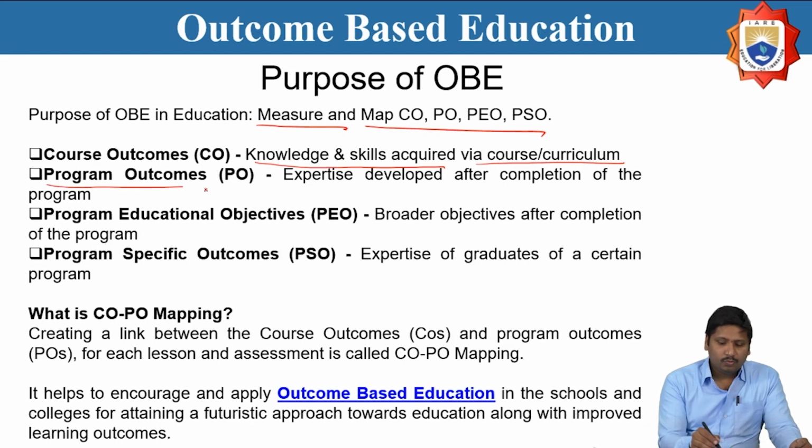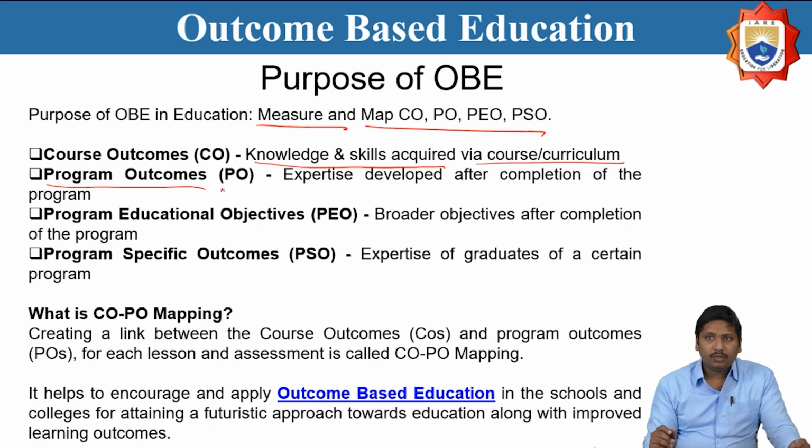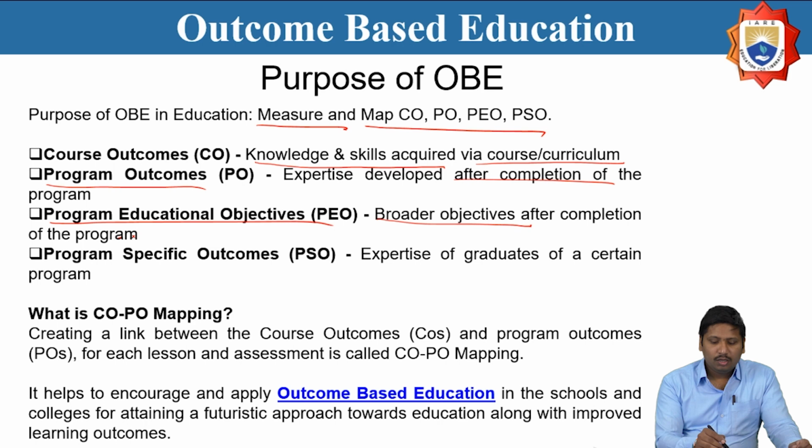And next, program outcomes. That means the expertise developed after the completion of the program, how much expertise is going to be developed after the completion of that particular program. And the program educational objectives, that means broad objectives that are going to be identified after completion of the program. Next, program specific outcomes, where the expertise of the graduates of a certain program is described.